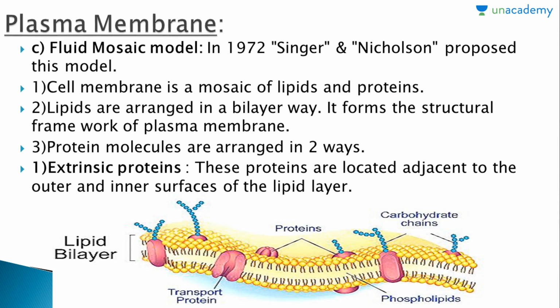Next we have the most important, the fluid mosaic model of the plasma membrane. In 1972, Singer and Nicolson were the two scientists who proposed this model, according to which a cell membrane is a mosaic of lipids and proteins. Lipids are arranged in a bilayer. It forms the structural framework of the plasma membrane.